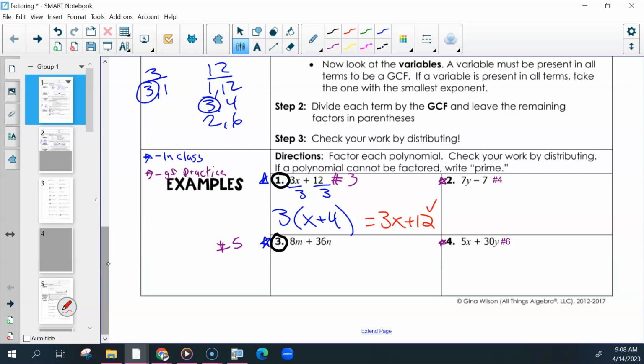Highest number we can divide out of both? 7. And it's nice because they're both the same. Can we divide out any variables? Do they have variables in common? No. This dividing piece you don't have to show, but if it helps you see what's happening, you can definitely keep doing that. If we divide out 7 from both, what's left? 1. Y minus 1.